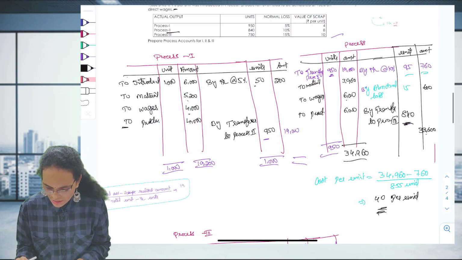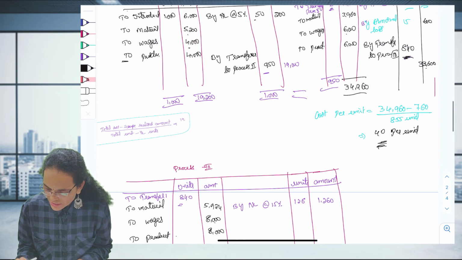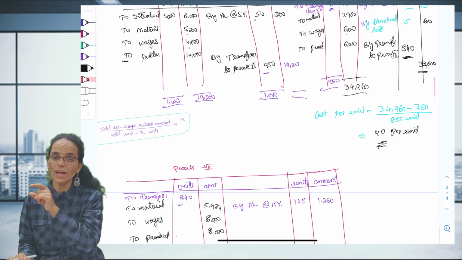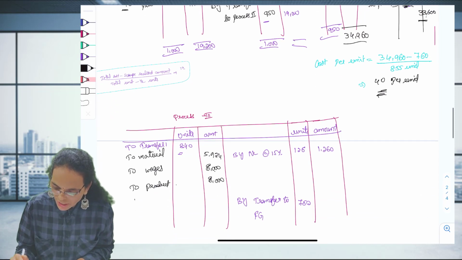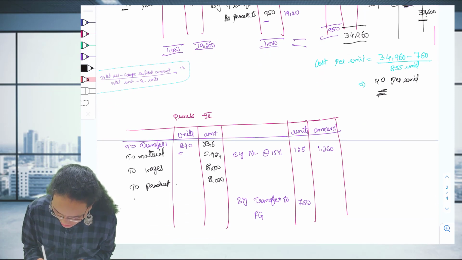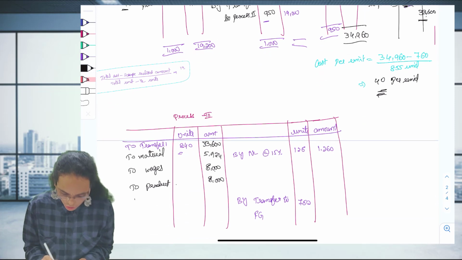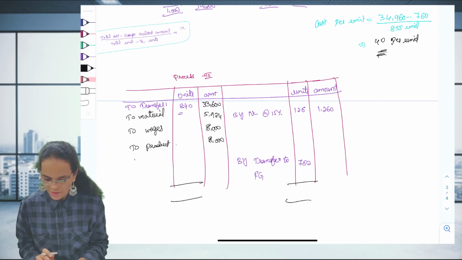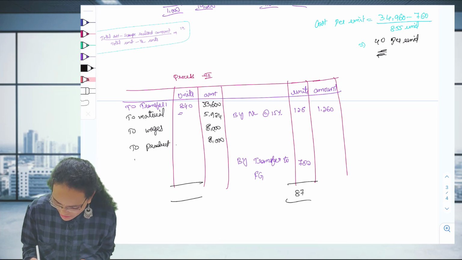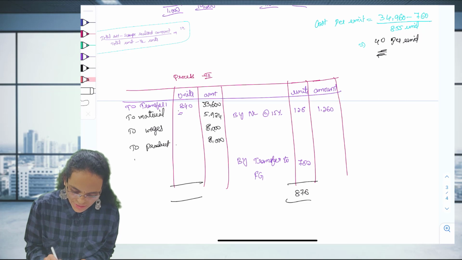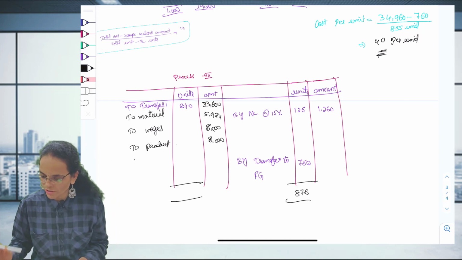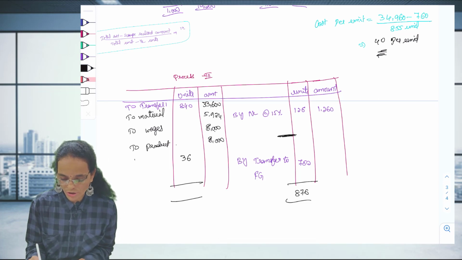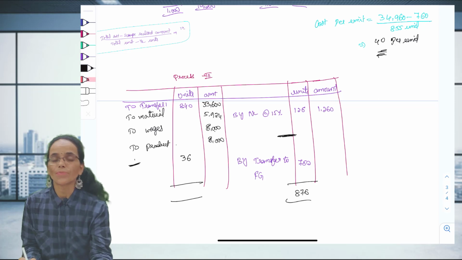Next one, the process 2. See here, 33,600 rupees is the output work in progress value for process 2. That will become the input of process 3, 33,600. How many units? Check two sides. On this side we are getting 876, but here we have 840 only. In the sense there is an abnormal gain. If we get it on this side, that is a gain. If we get it on this side, it is an abnormal loss.